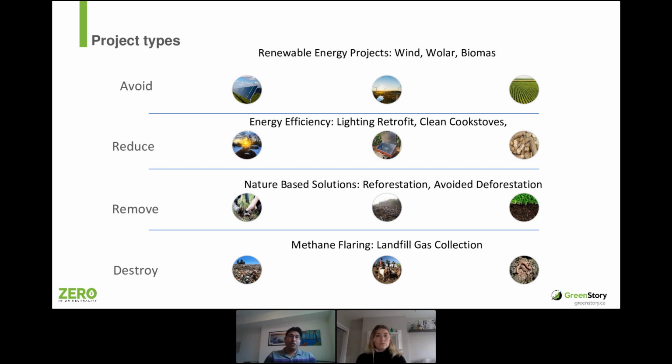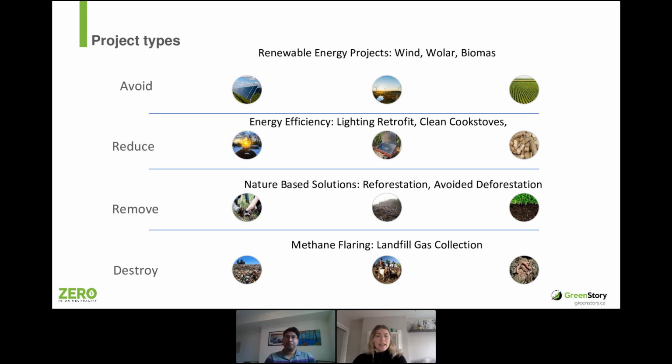And the fourth type are projects that destroy some of the greenhouse gas emissions, primarily methane, which is a potent greenhouse gas, 25 times more global warming potential than carbon dioxide. And this typically happens in a landfill where you can collect the landfill gas, which is methane, and flare it just to destroy it, or you can use it to create electricity. So that's how the four project types are defined.